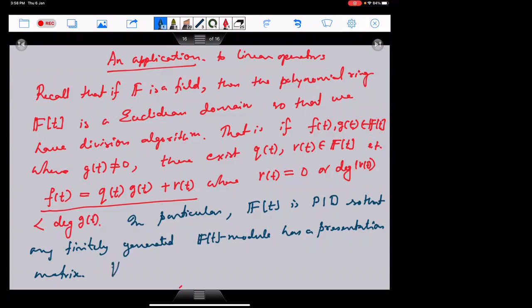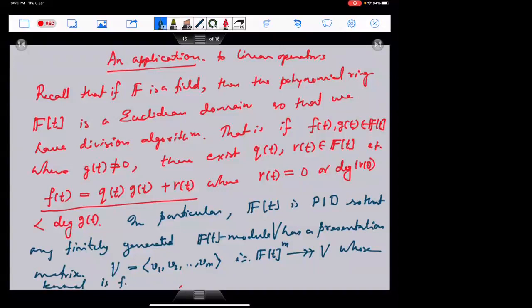Should I quickly revise again? So take a finitely generated F[T] module V. If you call it V, then V is generated by finitely many elements. So what does that mean? That is, we have a map from F[T]^m, which is surjective, to V, and whose kernel is finitely generated. Again, you see F[T]^m is a free module, and therefore every submodule, in particular the kernel, is a finitely generated F[T] module and is free. Say it is generated by w1, w2, ..., wn. I am repeating the same argument, nothing new. So we have a map from F[T]^n to W, which is surjective.